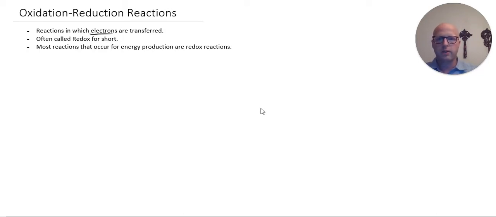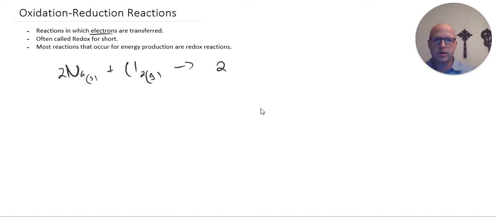Most reactions that occur for energy production are actually redox reactions. When we're looking at combustion reactions, photosynthesis, when our body is producing energy, the electron transport chain, all that kind of stuff, these are all redox reactions. A real simple redox reaction is something like this. Let's say we have sodium, solid, and we add some chlorine gas to it. Balance this. We're going to make some sodium chloride. In this one we have an exchange of electrons. Sodium loses that electron and gives it to chlorine, and it makes sodium chloride.